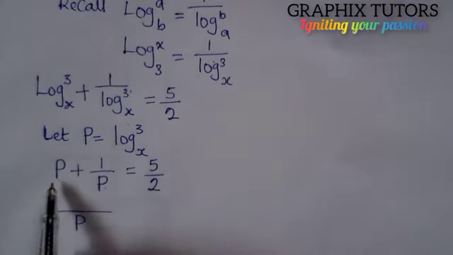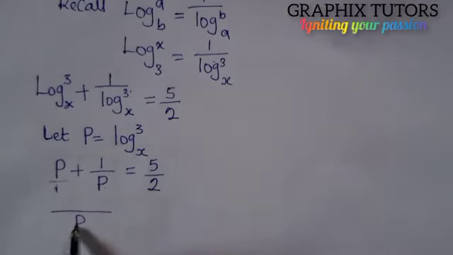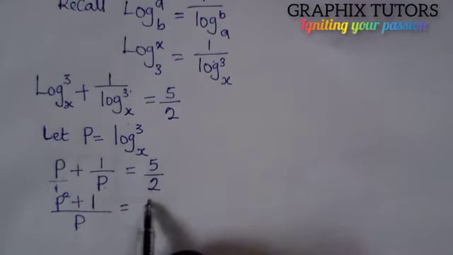From here, if I look for the LCM, the LCM here is p. Let's assume that p is over 1. So 1 in p is p, p times p will give us p squared, plus p in p is 1, 1 times 1 is 1, equals 5 over 2.